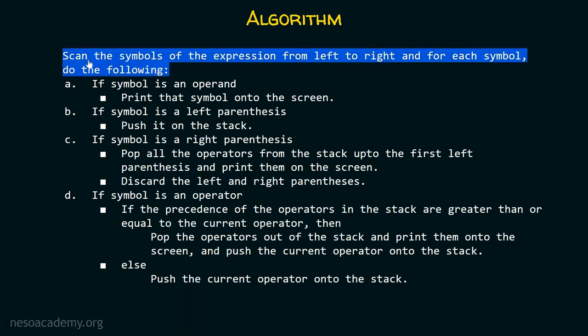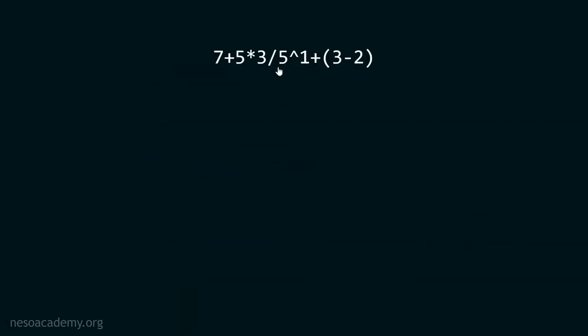First, we'll go with this step: scan the symbols of the expression from left to right. So this is what we have to do. We have this expression: 7 + 5 * 3 / 5 ^ 1 + (3 - 2). Our task is to simply convert this expression to its equivalent postfix form.